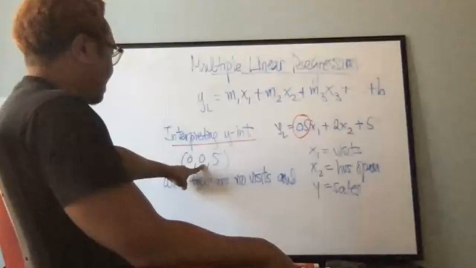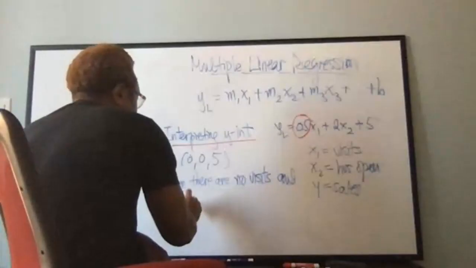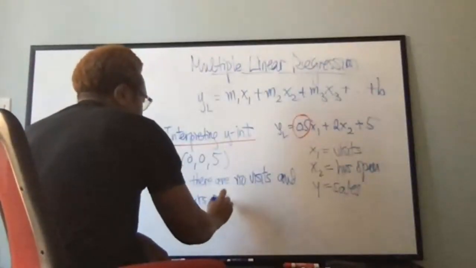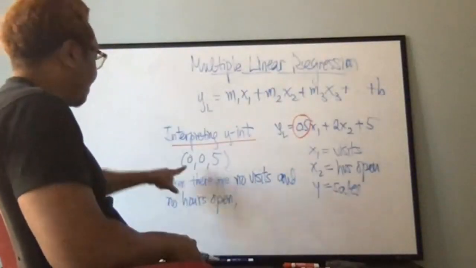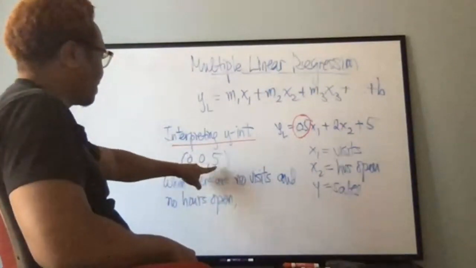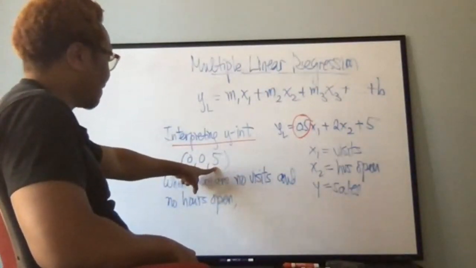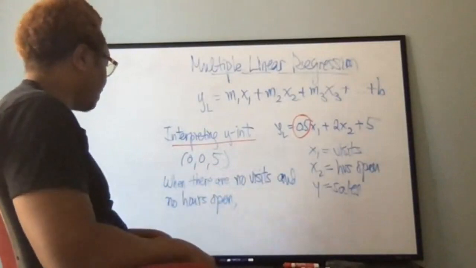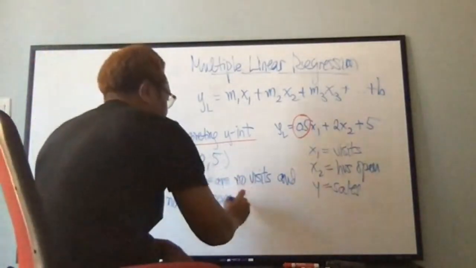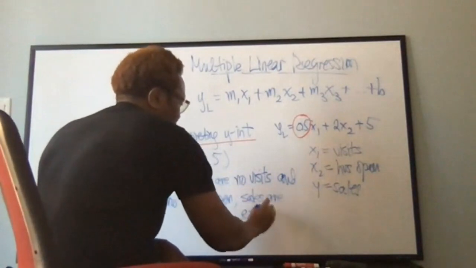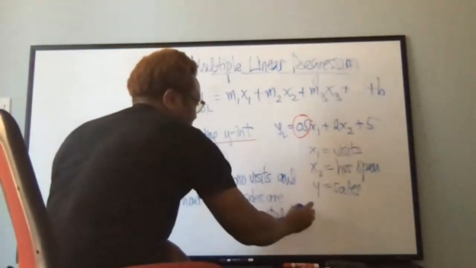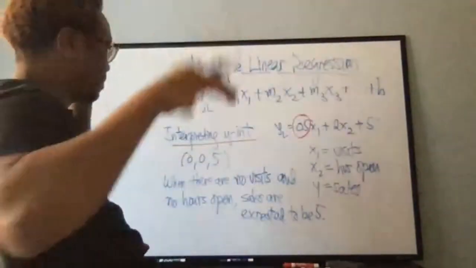And now let's interpret this: the store is open, right? And no hours open. What's the deal? When there are no visits and no hours open, what? This 5 here. Sales are expected to be 5, or whatever that 5 represents, right?